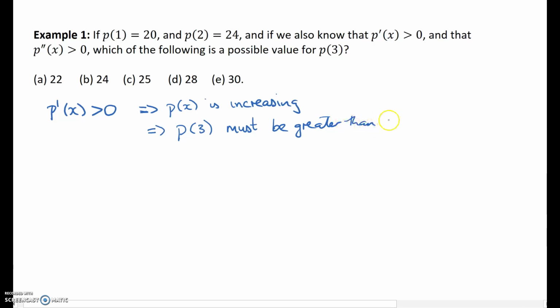Well, if that's all that you can do out of this problem, and hopefully it's not, it means you've narrowed your choices down to C, D, or E, okay? Because it can't be 22 and it can't be 24.